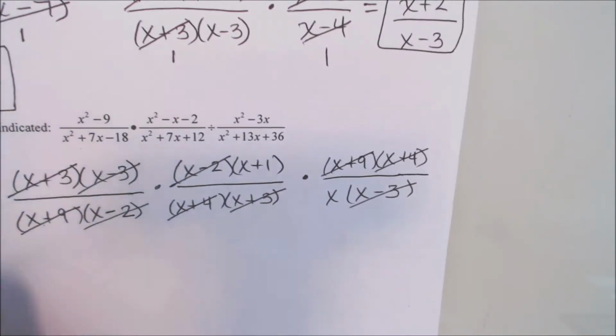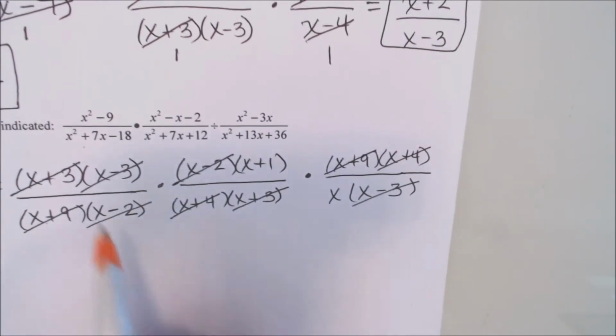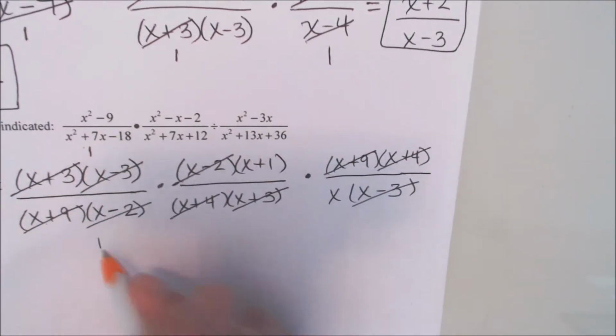One thing I don't think we saw in any of these examples: anything top to bottom can divide out, even if they're in the same fraction. I think all the ones we've seen have been in opposite fractions across from each other, but they don't have to be. They can be in the same fraction. But any common factors you have in any of the fractions, if one's in the top, one's in the bottom, they can divide out.